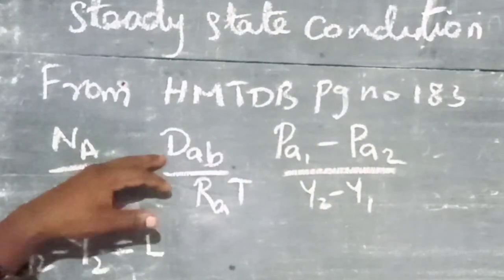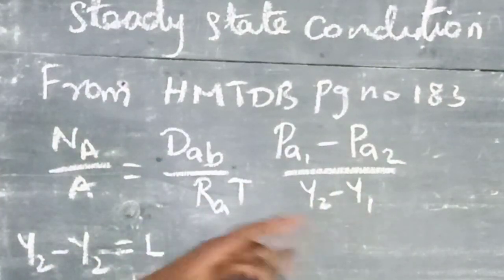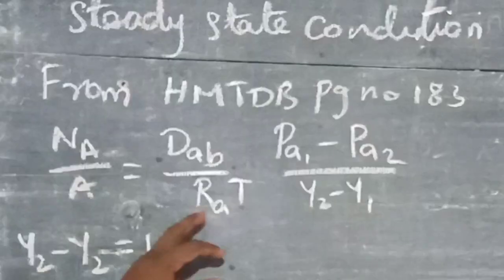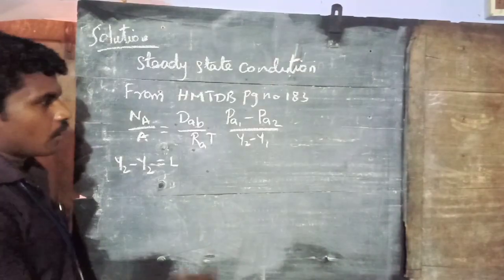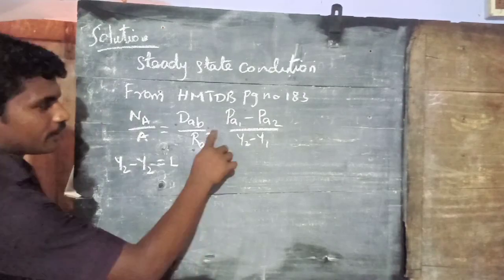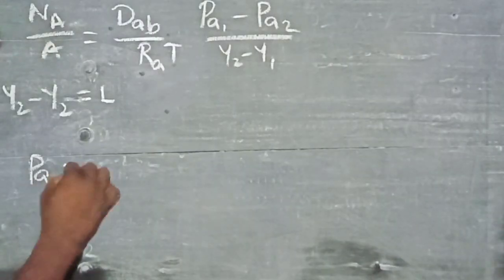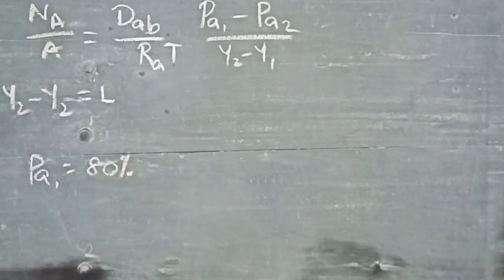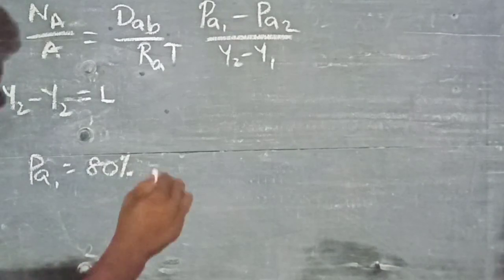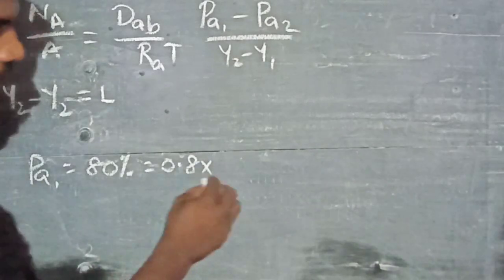Here we know the value of diffusion coefficient and length value. Length is y2 minus y1, and the temperature value. We don't yet know the value of the gas constant for air and the partial pressures. We can find the partial pressure at the first vessel and second vessel. At vessel 1, the mole fraction of air is 80%, so we can find the partial pressure at vessel 1.